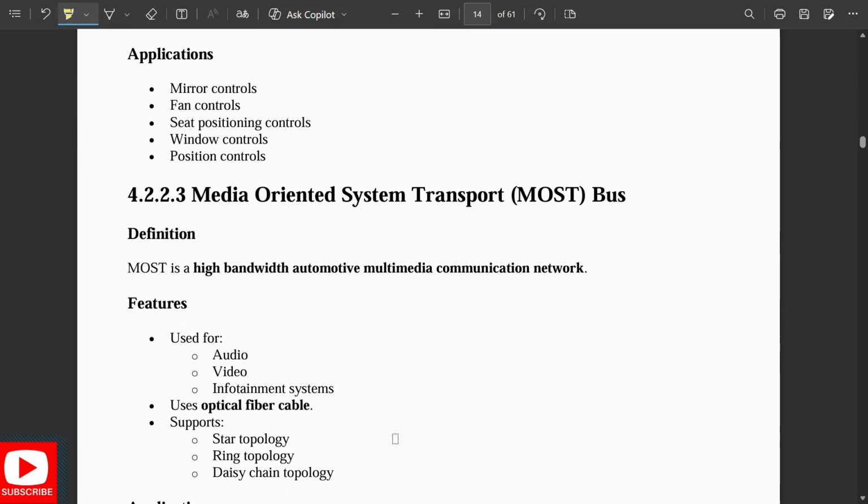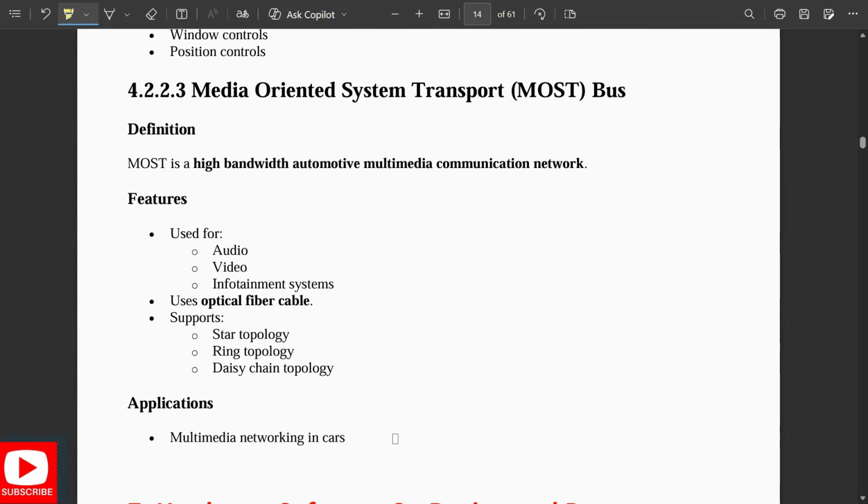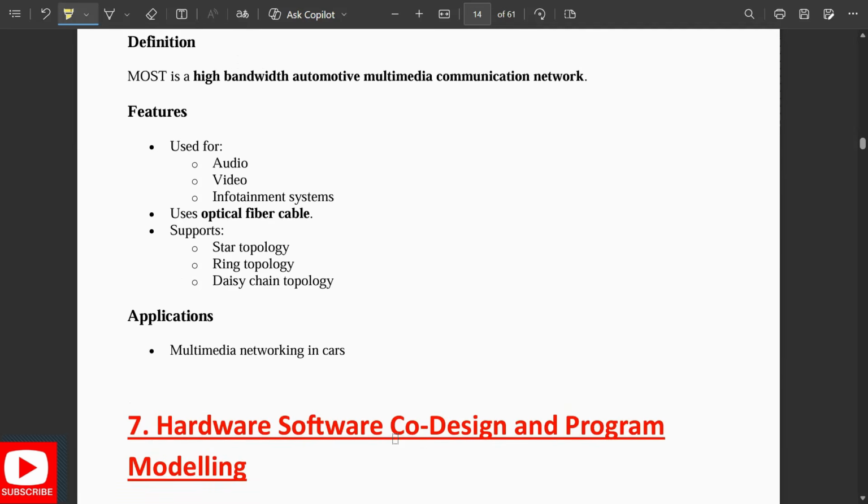The next is the media oriented system transport bus. It is a high bandwidth automotive multimedia communication network used for audio video systems. It uses optical fiber cable and supports star topology, ring topology, and daisy chain topology. So these are the multimedia networks in cars.